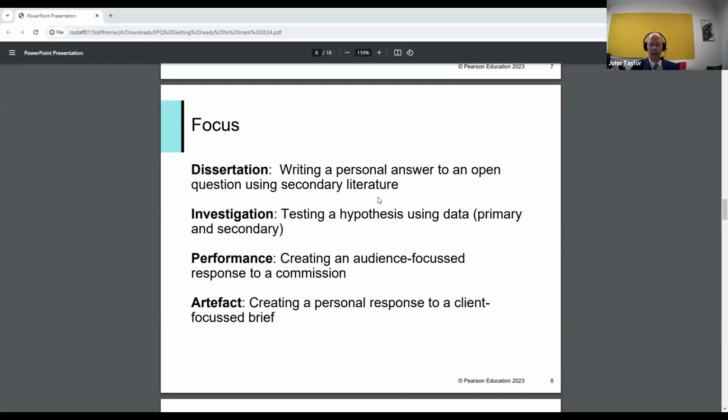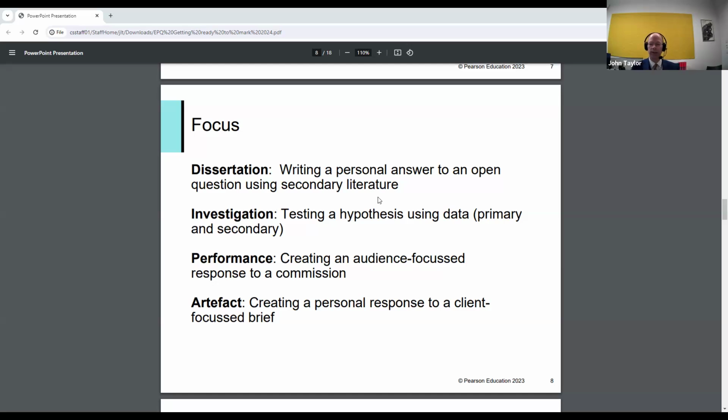The key thing about the investigation unit is that it's driven by data. We would expect there to be a hypothesis that can be tested. We would expect collection of primary and secondary data, and we would expect to see extensive analysis of data. So think about the dissertation being driven by secondary literature and argument and counter-argument based on that. Think about the investigation being driven by data with a substantial activity of data collection and data analysis.